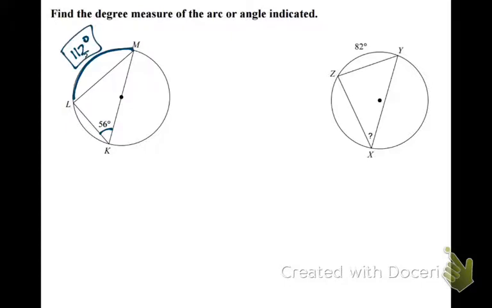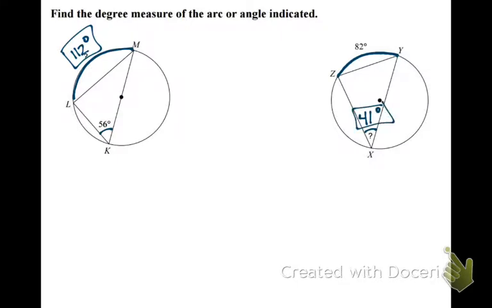The next one, we're finding the angle. What arc does it correspond with? ZY. All right, so we have the arc. So instead of multiplying by 2, divide by 2. So you get 41.